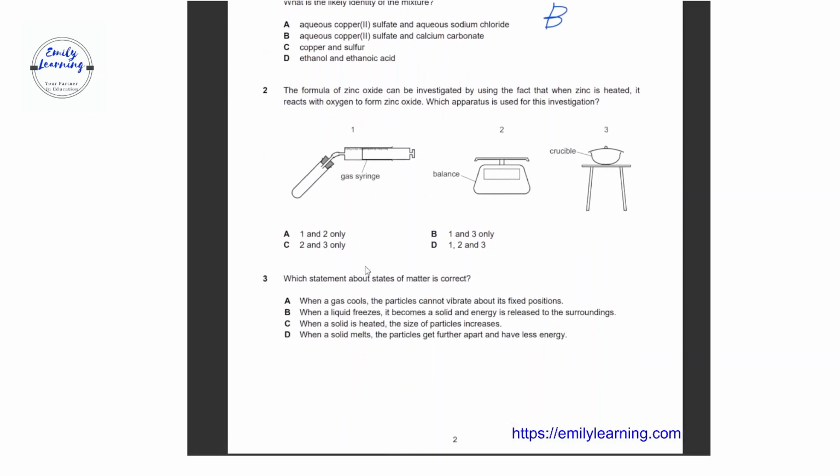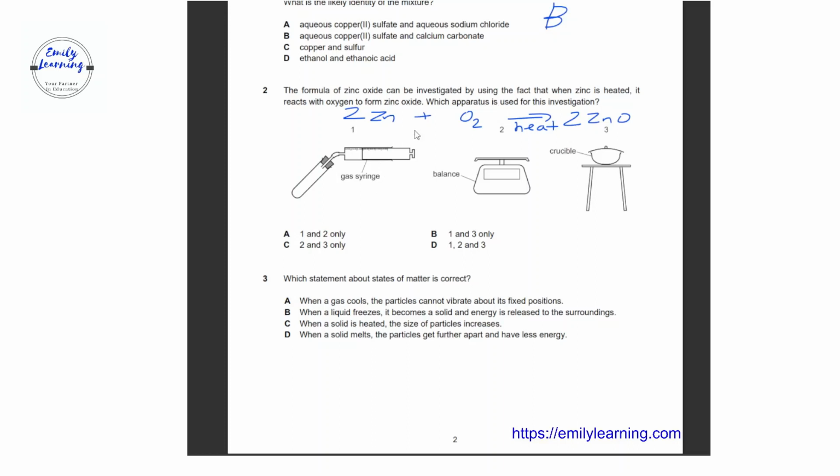Moving on to question 2, the formula of zinc oxide can be investigated by using the fact that when zinc is heated, it reacts with oxygen to form zinc oxide. So we know that zinc reacts with oxygen to form zinc oxide, and we need heat. Which apparatus is used for this investigation? We want to find what is the formula of zinc oxide, right? Is it ZnO, is it Zn2O, or so on?